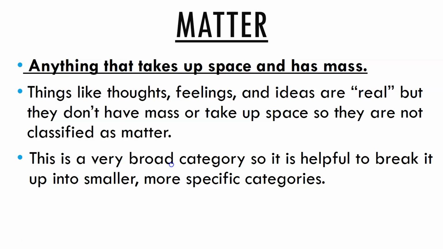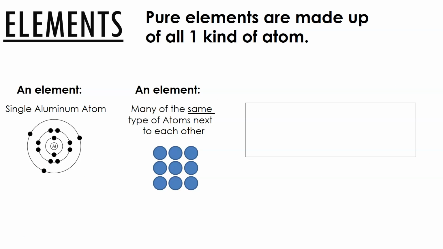The first category we're going to look at is elements. An element is a pure substance. It's made up of one kind of atom. So for example, an atom of aluminum. You can have lots of the same atom next to each other, and as long as they're the same type and they're just sitting next to each other, we would call it an element.